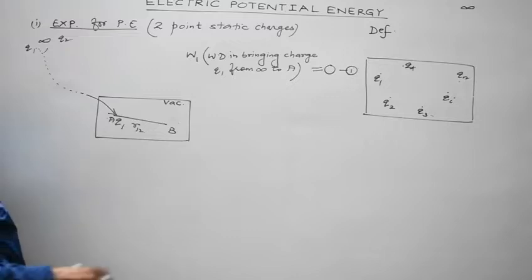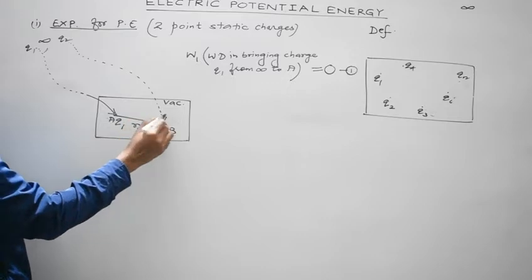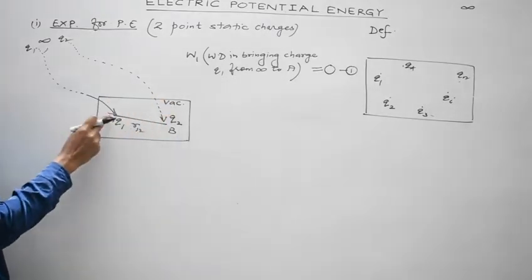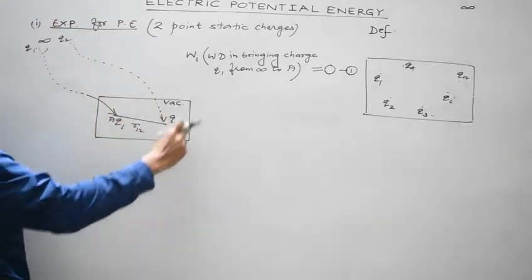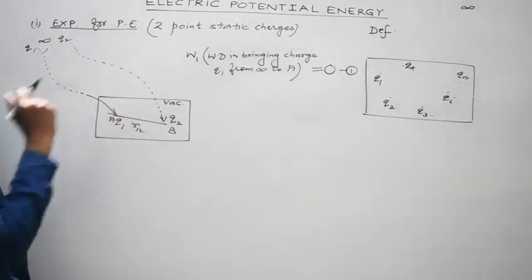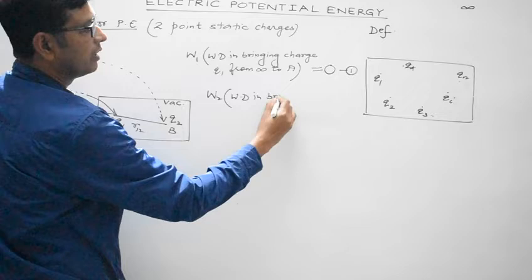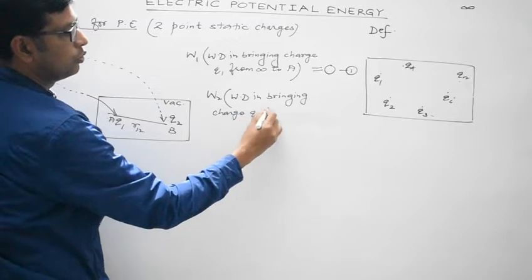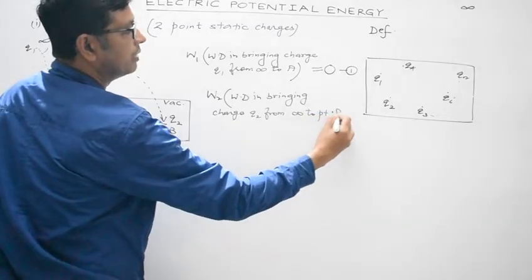Now, the second step is, we'll bring charge Q2 from infinity to its respective position B. When we are bringing charge Q2 from infinity to point B, charge Q1 is already present at point A. So, Q2 is to be brought from infinity to point B under the influence of charge Q1. It will set up its own electric field, and due to this charge, there will be some potential. So, W2 is the work done in bringing charge Q2 from infinity to point B.